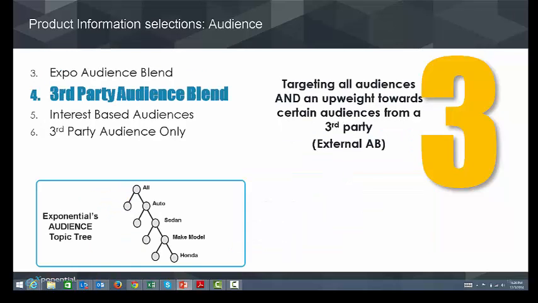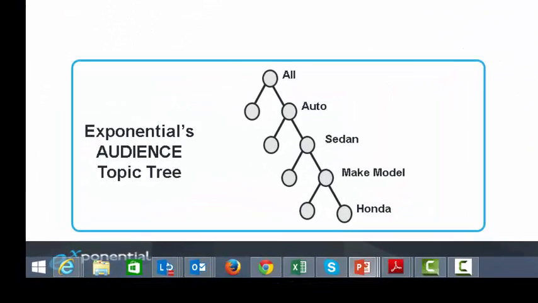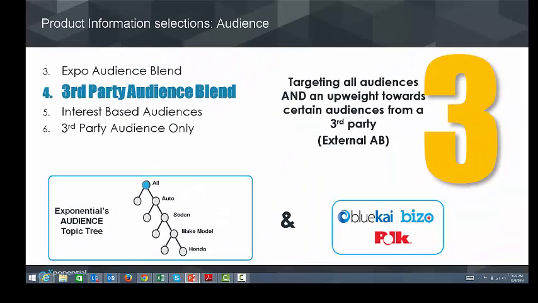Third-party audience blends is a new name for external audience blends. Similar to Expo audience blends, this is targeting all audiences with an upweight to an audience, but this time the audience is from a third-party vendor, for example, BlueKai or Bizu. For example, Honda, the auto manufacturer, wants to target all users in the network, but wants to focus on the eco-friendly auto intenders for their new hybrid vehicle campaign. As with Expo audience blends, all sites or run-of-network is best practice for inventory targeting.